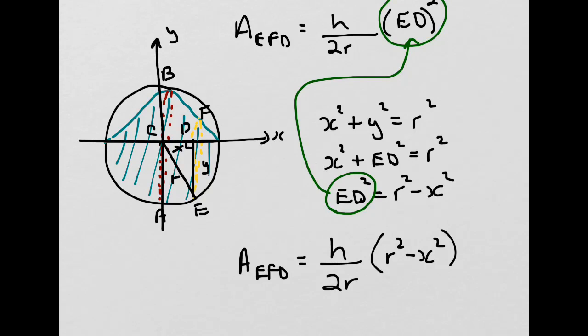And what you'll notice is that our area formula here is a function of X. H and R are constants. So it doesn't matter that we're talking about triangle EFD here. What we're saying is that this is the area formula for any triangular slice some x distance away from the center.